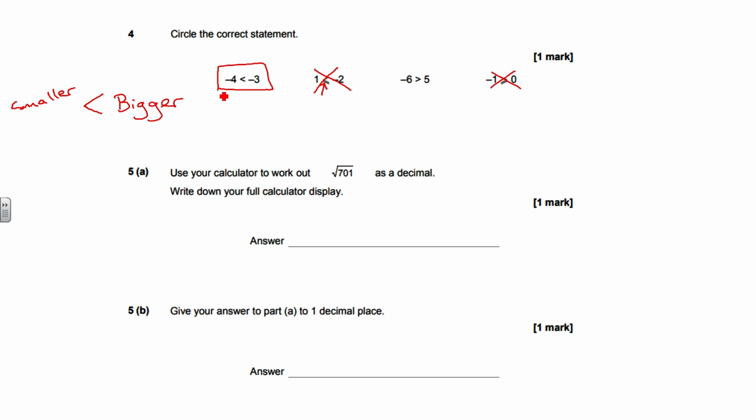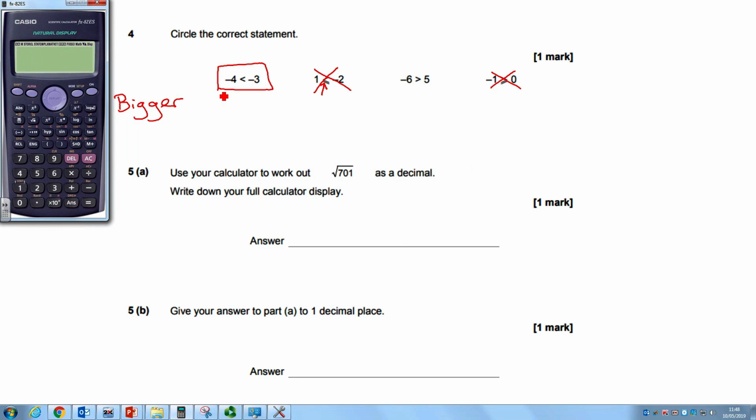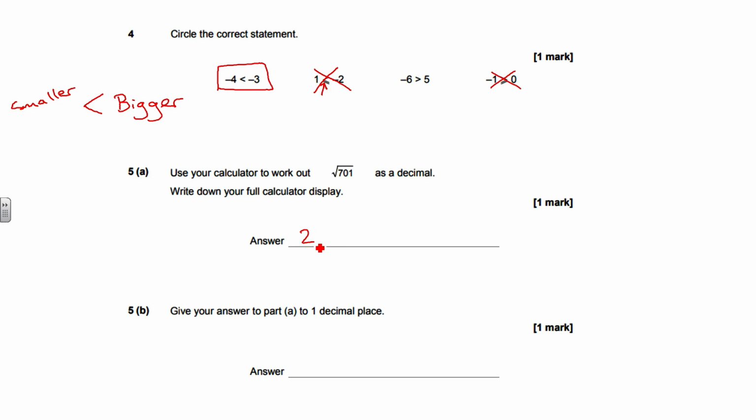Next question asks us to use a calculator to work out an answer as a decimal. So I'm quickly going to whip up that calculator. We need to work out this square root. The square root of 701. So here we go. Now we put that in and you see it comes up with square root 701. To change that to a decimal, we use that SD key. We've got 26.47644459.